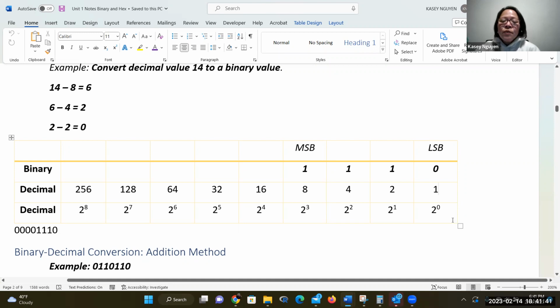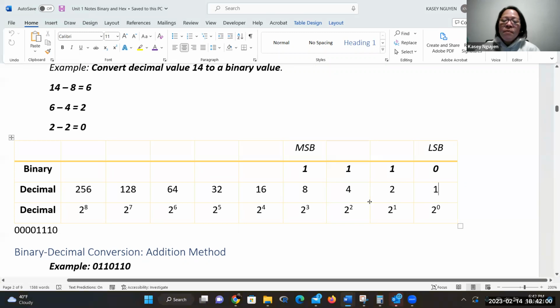And as we're working with binary, it is base 2, so it's 2 to the n power. When I start from the right, it's going to be 1. It's always going to be 1. And as we move left, we multiply by 2 because it's base 2.